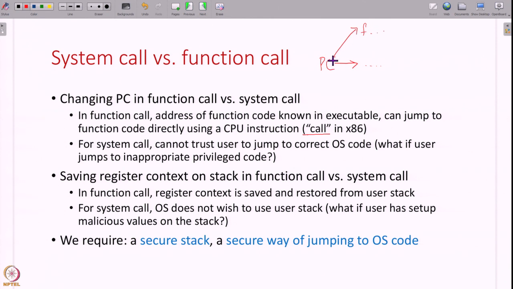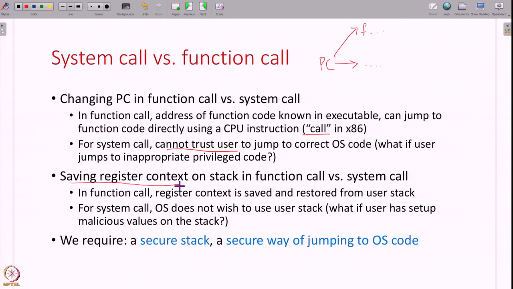However, we cannot do the same mechanism for a system call. Why? Because there is a trust issue here. We cannot trust the user code to jump to the correct OS code like this for a system call, because OS code is privileged, it has extra powers. So you cannot leave it to the user to say, hey, invoke the function corresponding to a disk read. What if the user invokes a different function that is doing something malicious? We cannot trust the user. So therefore, the same mechanism of simply calling a function will not work to change the program counter for a system call.